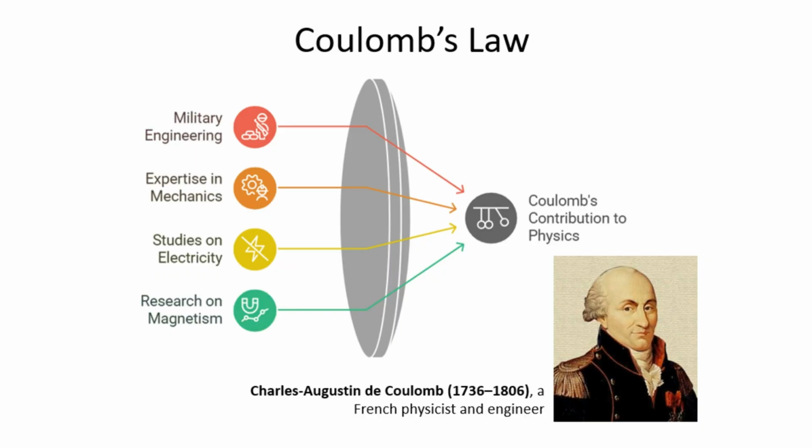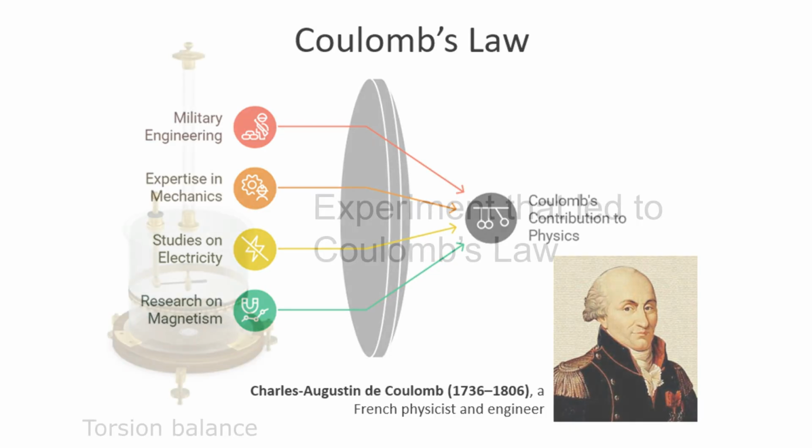This Coulomb's law is named after a scientist. His name is Charles Augustin de Coulomb. He was a French military engineer and expert in mechanics and physics. He initially worked on engineering projects, but later on he turned to more scientific research. His major contributions to physics came from his studies on electricity and also magnetism.